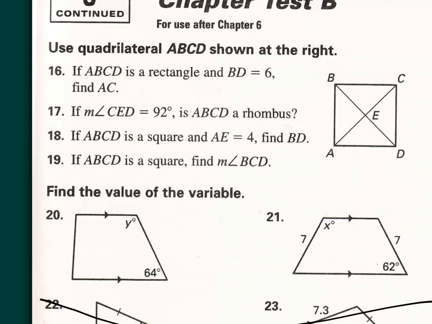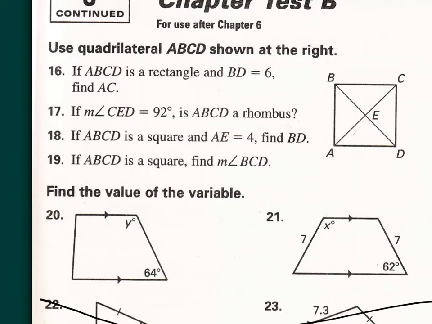Okay, 16 through 19, we're looking at this little picture here. On the right, ABCD, the whole thing is a rectangle. B to D is 6. B to D is that diagonal right here. So the question number 16 is, how long is A to C right there? Alright, what is the length of it?